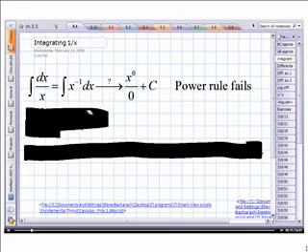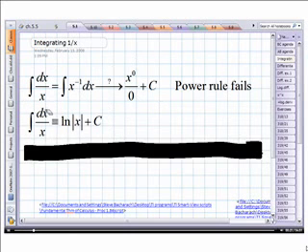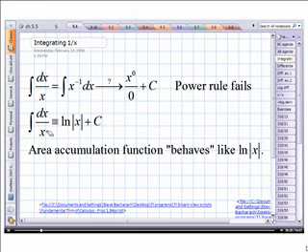Now what ends up happening is we can define the integral of dx over x to be equal to natural log of absolute value of x plus c. I won't go into too much detail with this, but the idea is that this area accumulation function behaves like natural log of x in every respect.